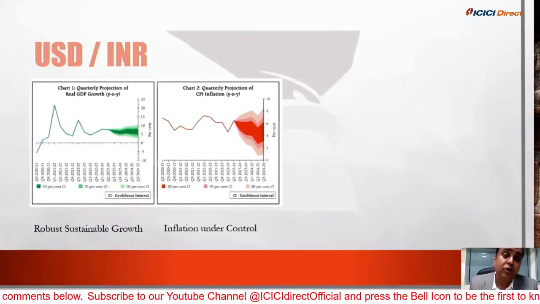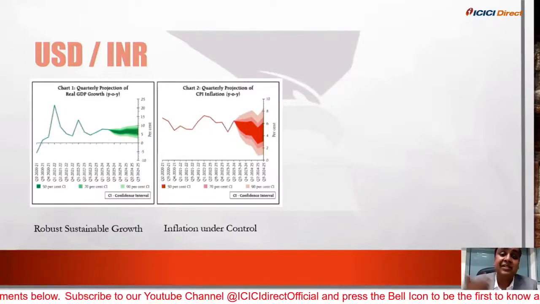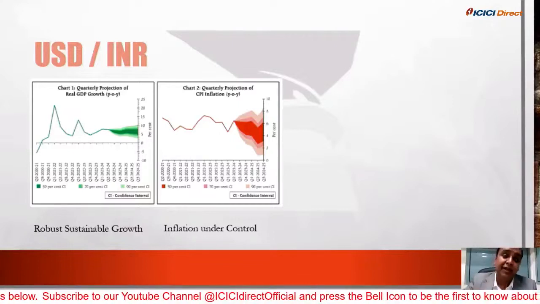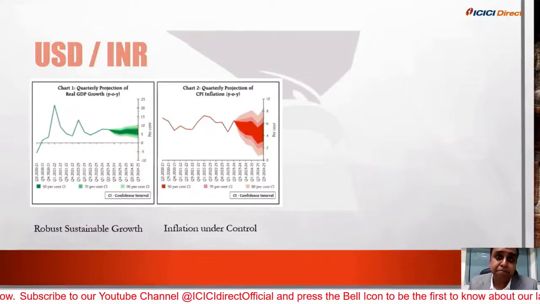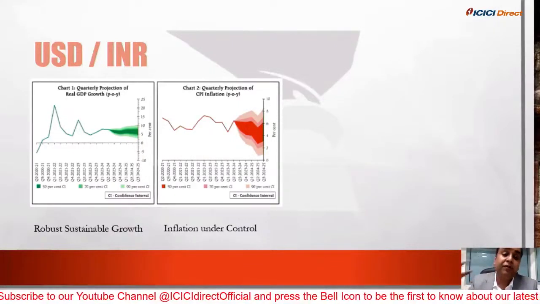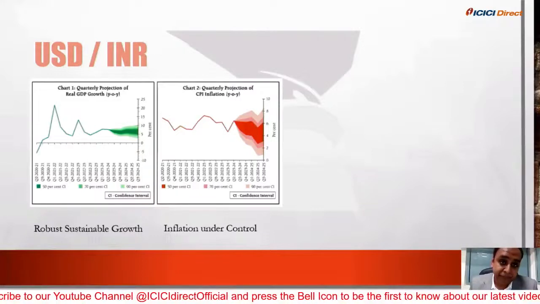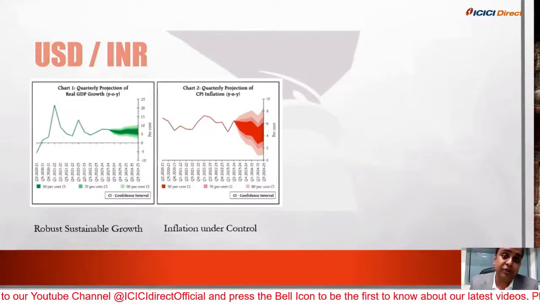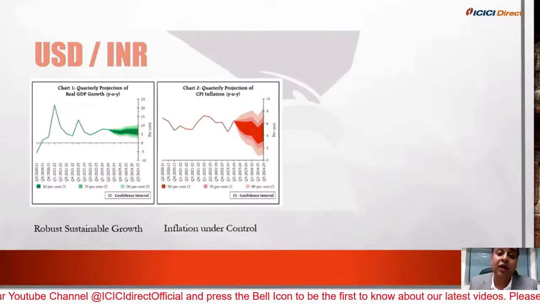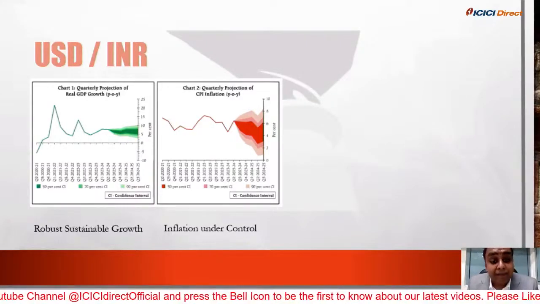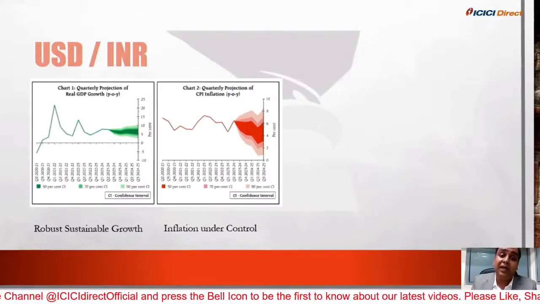In fact, in the IMF review also, it has been said that India is the knight in shining armor in the entire world, and the GDP of the world is being led by India. About 16% contribution is coming from India, which is a very good number to have.